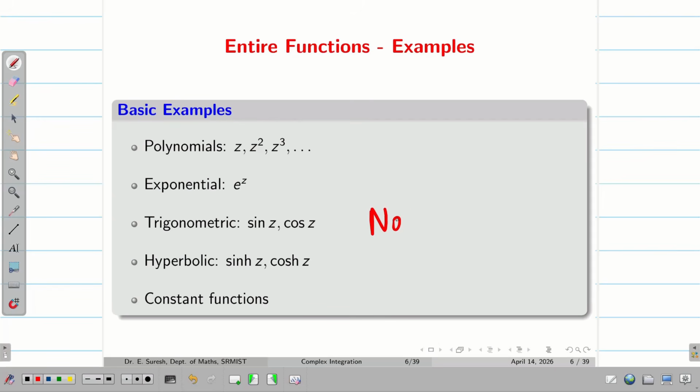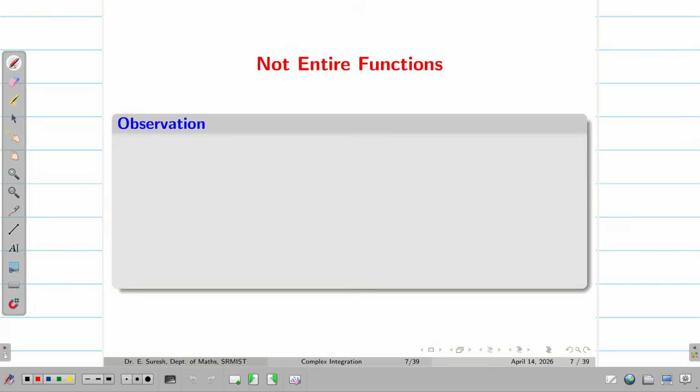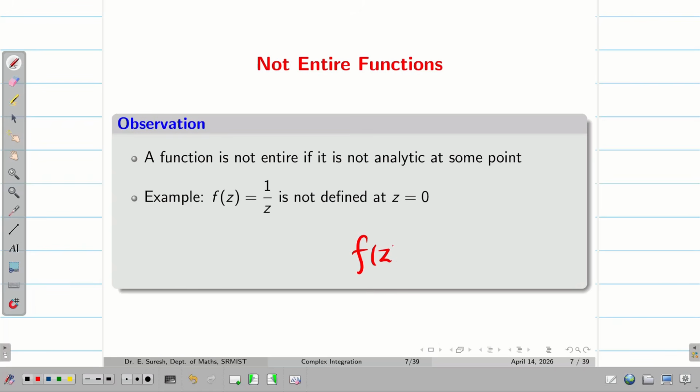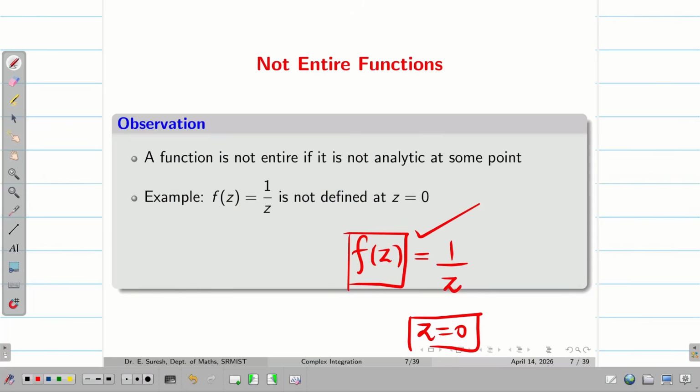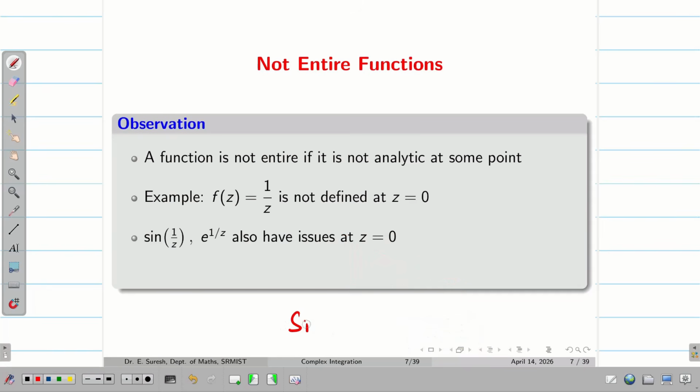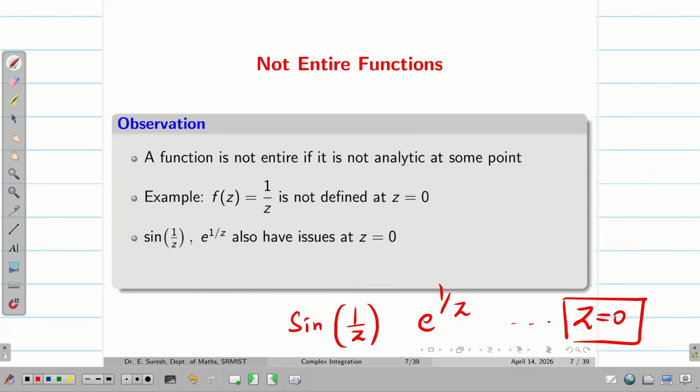Next, there comes a question. Is there any function which is not an entire function? Obviously, we say yes. Let us see some examples. A function is not entire if it is not analytic at some point. For example, if I take f of z equal to 1 by z, at z equal to 0 the function f of z is not defined. Other than this 0, everywhere it is defined. So this is not an entire function. Similarly, we can say sin 1 by z and e power 1 by z. All these have an issue at z equal to 0.